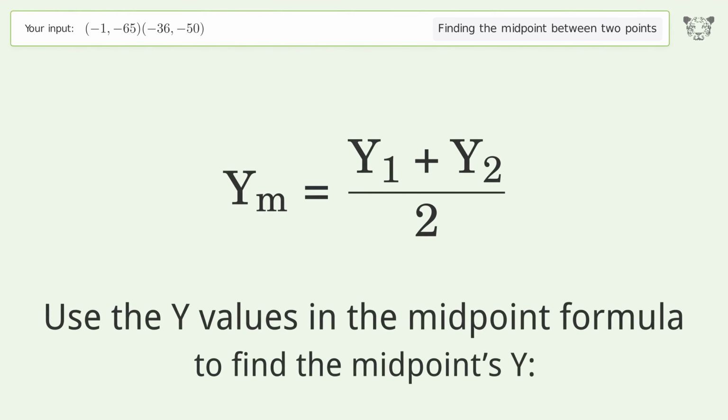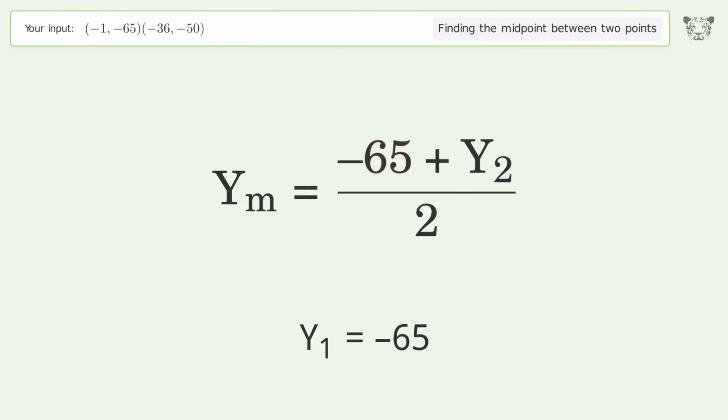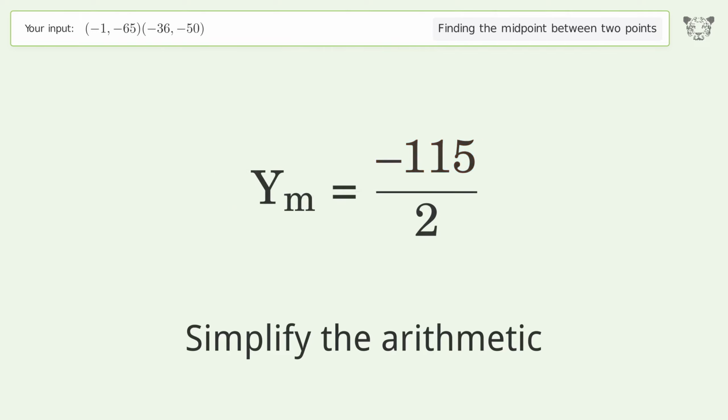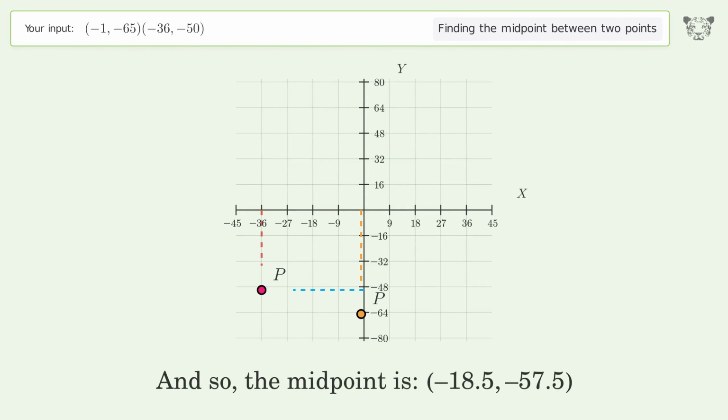Use the y values in the midpoint formula to find the midpoints y. y1 equals negative 65. y2 equals negative 50. Simplify the arithmetic. And so, the midpoint is, negative 18.5, negative 57.5.